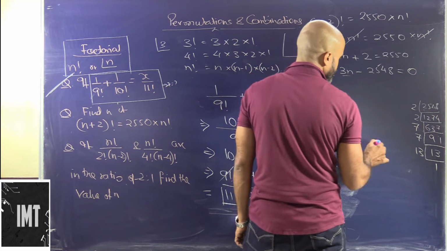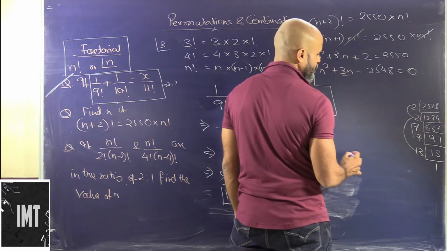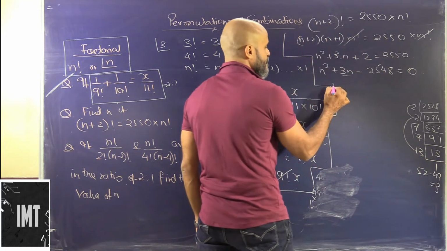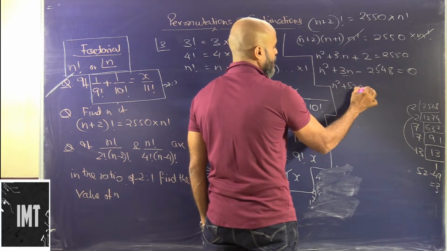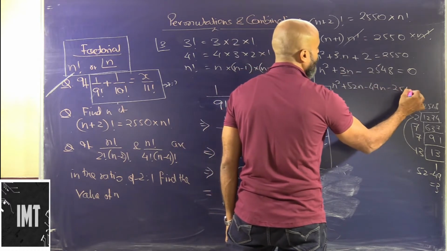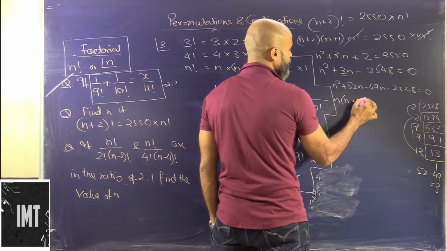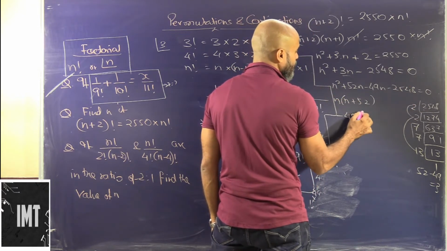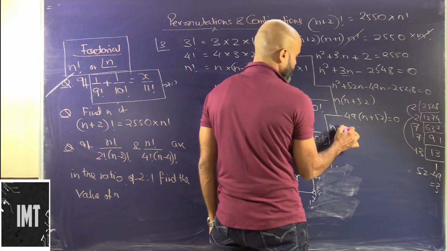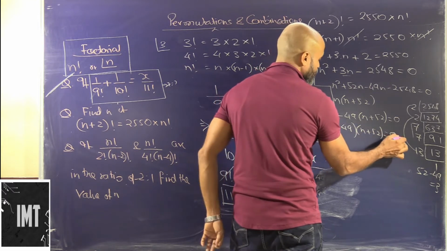So let's look at this. 7 sevens are 49, 13 fours are 52. So 52 minus 49 gives us 3. So this will be n square plus 52n minus 49n minus 2548 is equal to 0. So this will be n into n plus 52 minus 49 into n plus 52 is equal to 0. N minus 49 into n plus 52 is equal to 0.